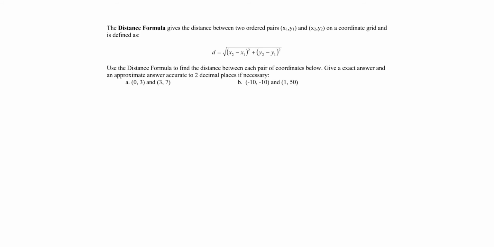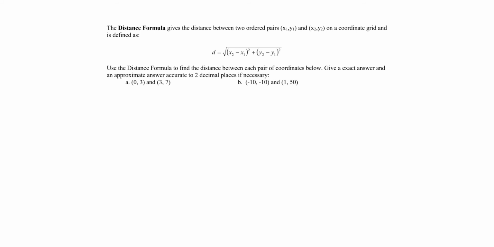Okay, so here we're going to use our distance formula to find the distance between two ordered pairs. They give us the formula. It's the square root of x2 minus x1 squared plus y2 minus y1 squared. Our first two ordered pairs are (0, 3) and (3, 7).